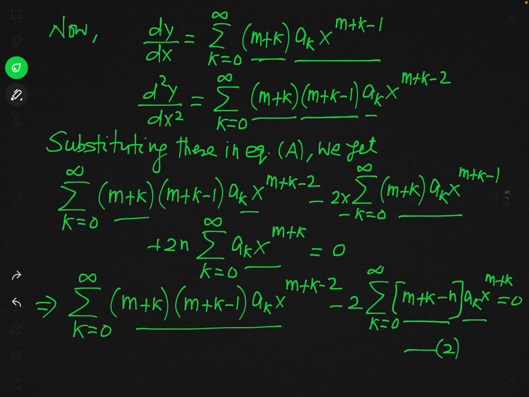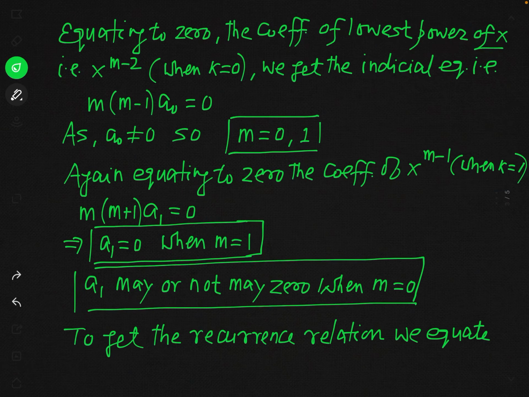So when we put k equal to 0, in the first term x will have a power m minus 2, and in the second term x will have a power m. So x raised to the power m minus 2 is the lowest power term, and its coefficient is (m plus k)(m plus k minus 1). But to get the lowest power of x, we have to put k equal to 0. So this will be simply m times (m minus 1). So you can see here that this coefficient is m(m minus 1) a0, and that is equal to 0.